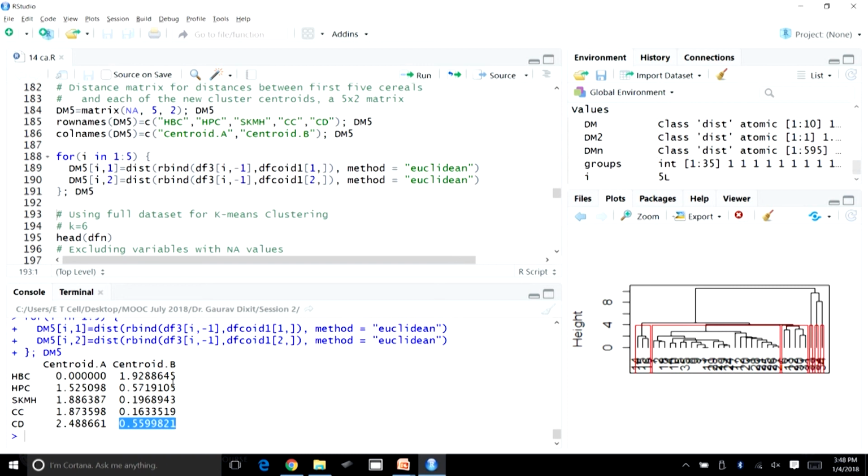So we have gone through k-means clustering using this particular small example of just 5 observations. We will stop here and we will continue our discussion on k-means clustering in the next lecture.